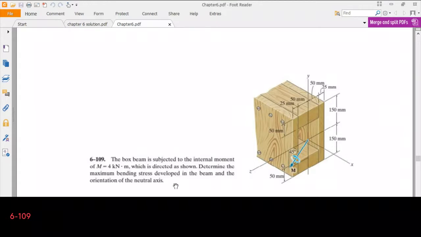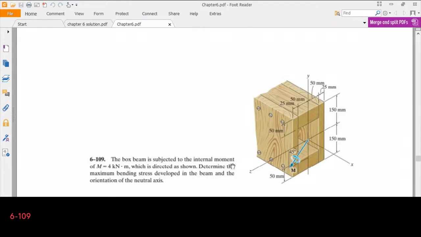Okay, our question is 6-109. The box beam is subjected to the internal moment of 4 kilonewton meter, which is directed as shown. Determine the maximum bending stress developed in the beam and the orientation of the neutral axis.